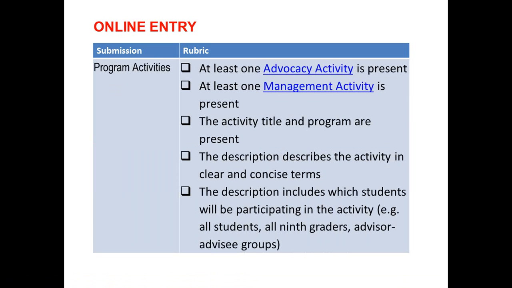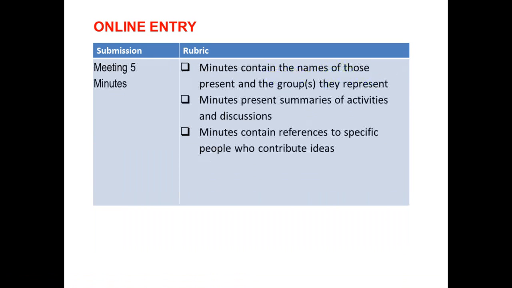Okay, then for all schools on program activities, we need to make sure that there's at least one, these are the rubric items, at least one advocacy activity present, at least one management activity present, the activity title and the program are present, the description describes the activity in clear and concise terms, and the description includes which students will be participating. So on your activities, when the reviewers go in, they'll be looking for those things. And then finally, on your minutes, same rubric items as the first 4 meetings.